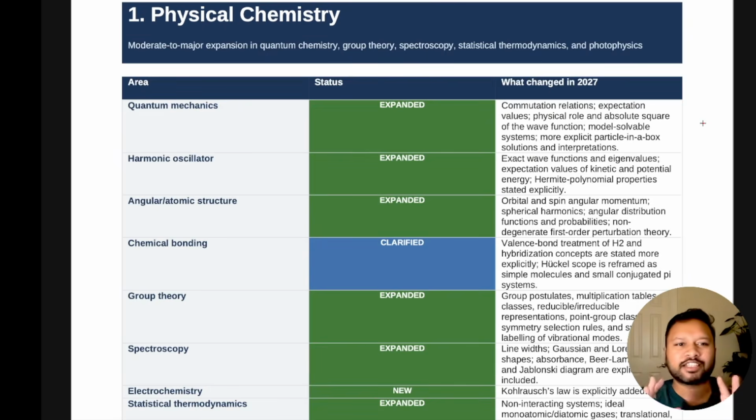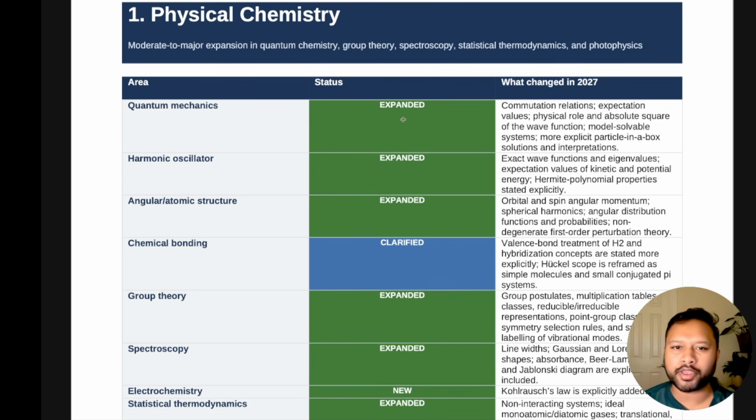What I have done is try to summarize both syllabi, compared them and summarized them. Whatever is given over here, like the topic, then what is the status, and what has changed in 2027. These things are mentioned in this PDF.